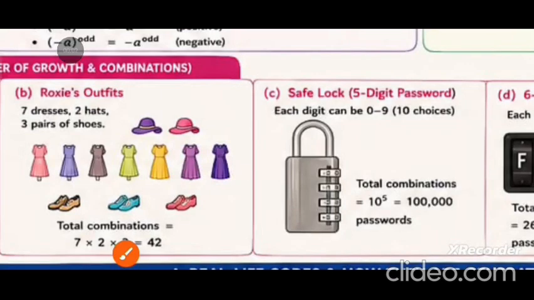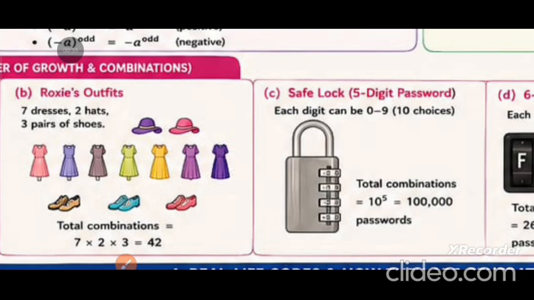Roxy has 7 dresses, 2 hats, 3 pairs of shoes. Now how many combinations can she make? If she wears the purple hat, she can wear any one dress from the 7 dresses. If she wears the pink hat, she can wear any one dress from the 7 dresses. So there will be 7 combinations with the purple hat and 7 combinations with the pink hat. So if she has to make the combination with hat and dress, there are 14 combinations.